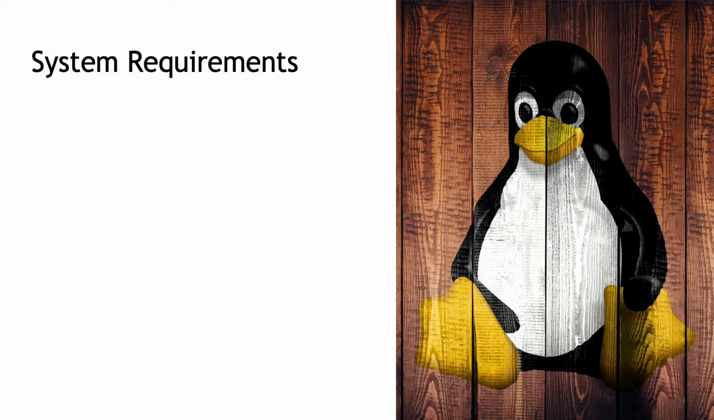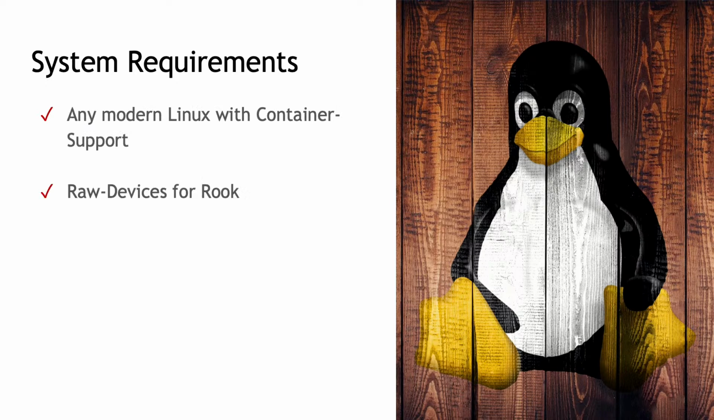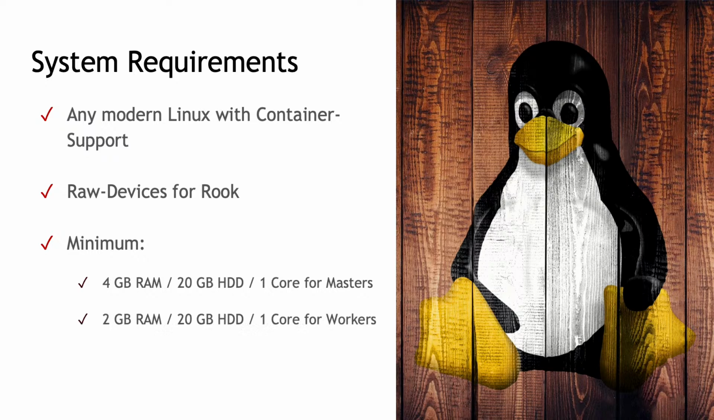You might ask, okay, sounds nice, but what are the system requirements? Again, it's basically just that. Any modern Linux with container support would do. We ask you to provide raw devices for Rook object storage, but that is easily done. And as a minimum, you would provide machines with 4 GB of RAM, 20 GB of storage, and 1 core for your masters, and 2 GB of RAM, 20 GB of storage, and 1 core for your workers.